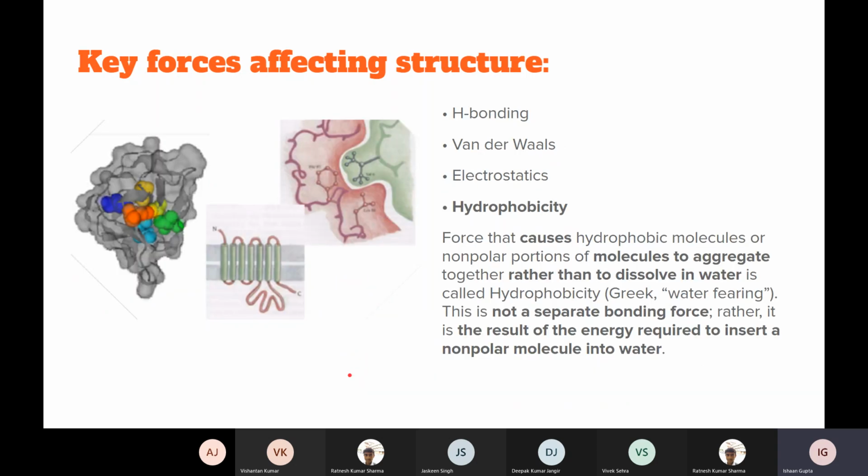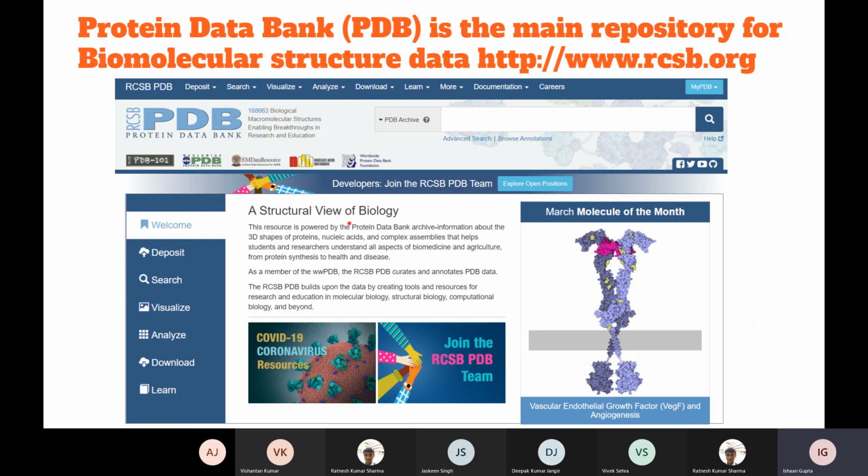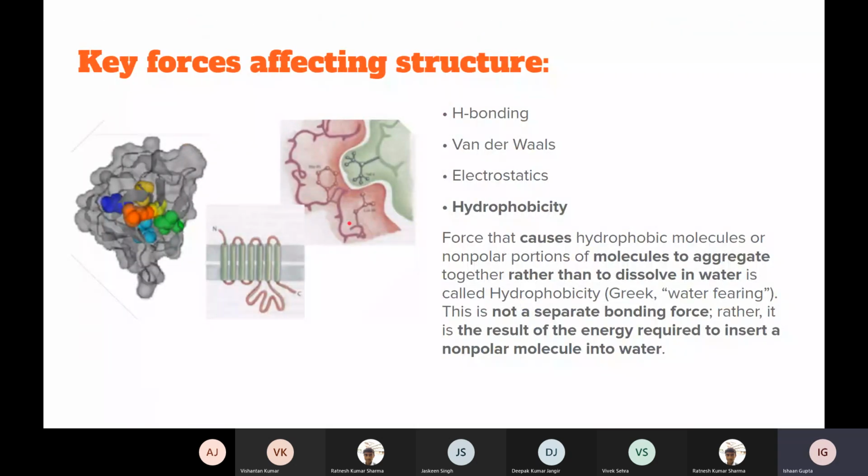And you also have hydrophobicity, where there is a kind of phase separation: proteins or amino acids with more hydrophobic residues versus polar residues would try to segregate. The molecules will aggregate together rather than completely dissolve in water, based on the hydrophobicity.